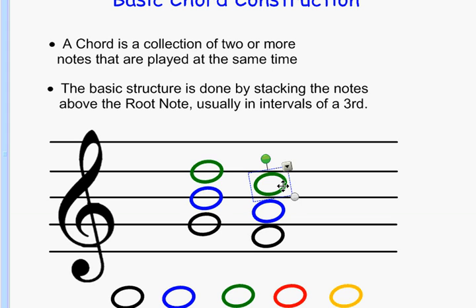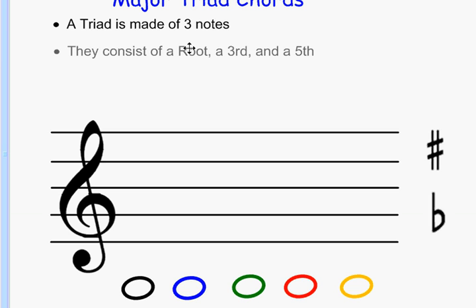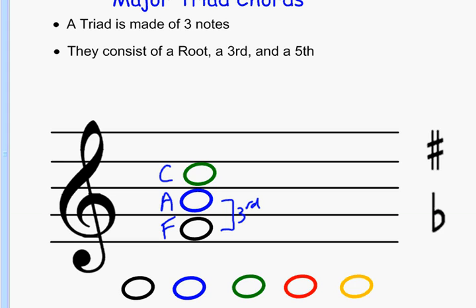So let's talk about the first idea of a chord, which is a triad, okay? A major triad is made up of three notes, three stacked notes. They consist of a root, a third, and a fifth. So I'll give an example, back to our F, A, and C. F is the root, A is the third, C is the fifth. It's whatever the interval is above the bottom note. There's the third, there's the fifth. Okay, and that is a basic triad.